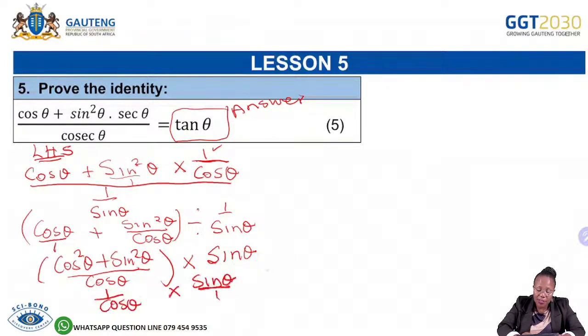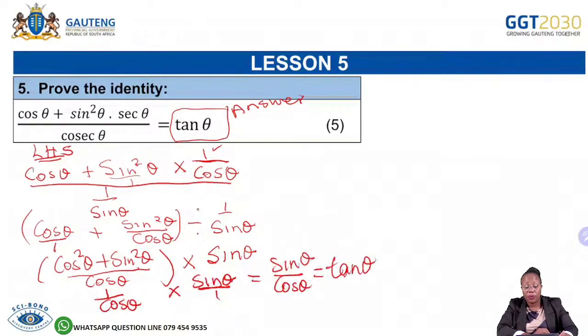And then 1 times sine theta is sine theta over cos times 1 is cos theta. So sine over cos is a tangent identity. Okay. So therefore, your left-hand side is equal to the right-hand side.